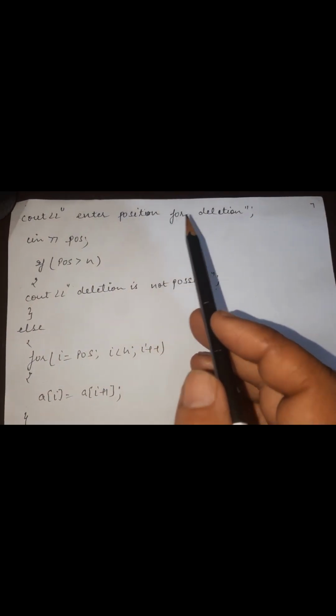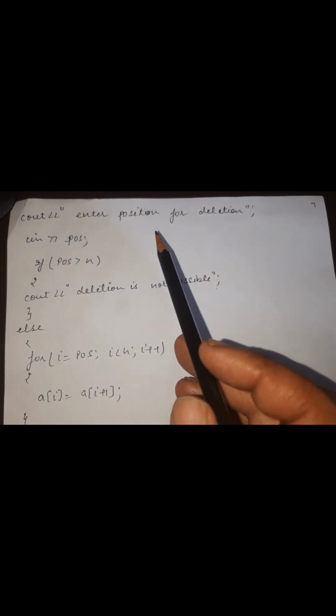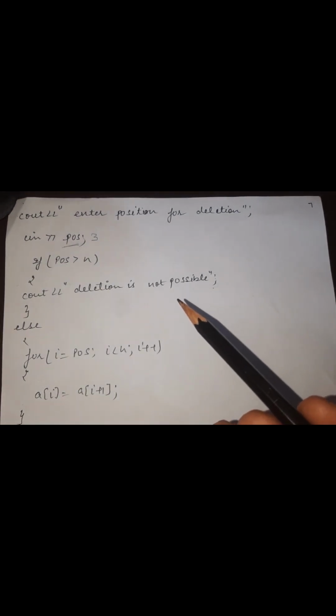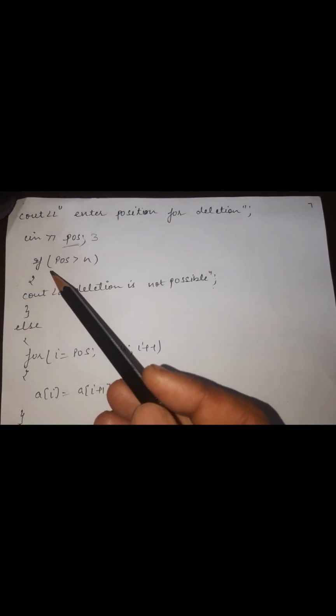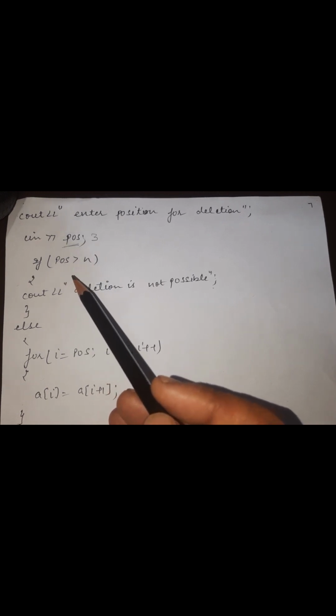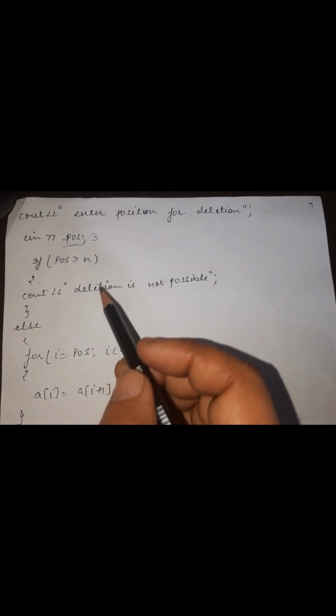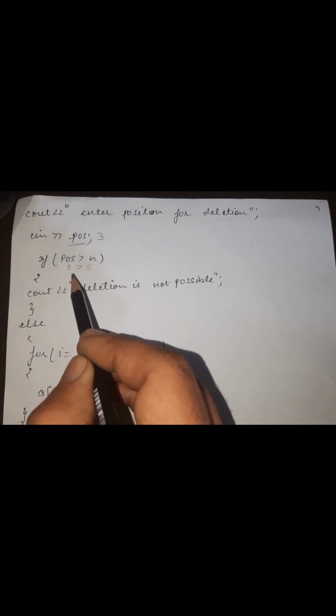Now after this, we enter the position from where you want to delete the element. So we enter the value of the POS variable. Suppose you enter the value of POS as 3, because we want to delete the element from the third position. After this, I implement an if structure. If position is greater than n, then deletion is not possible. It will display deletion is not possible. But 3 is greater than 5, the condition evaluates to false. So control goes to the else part here.